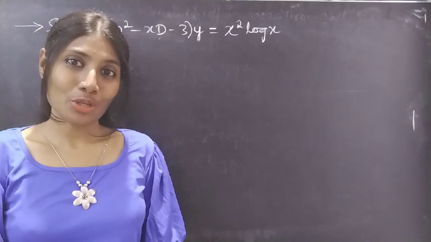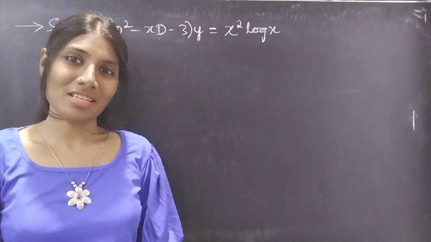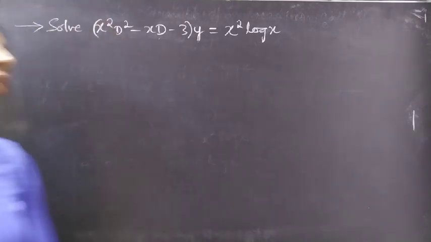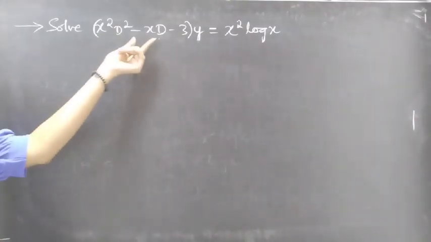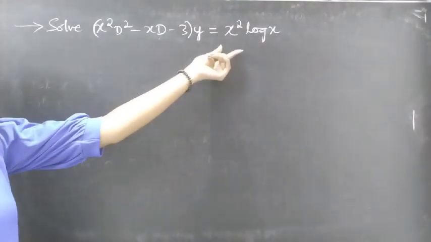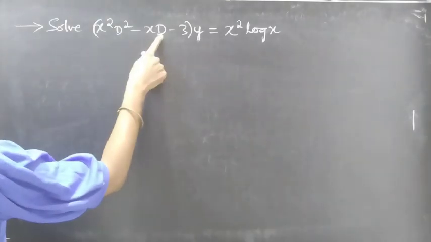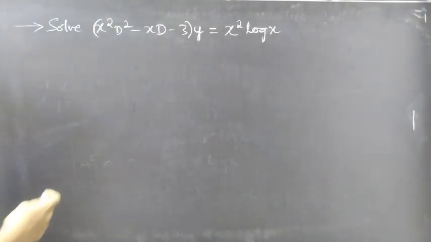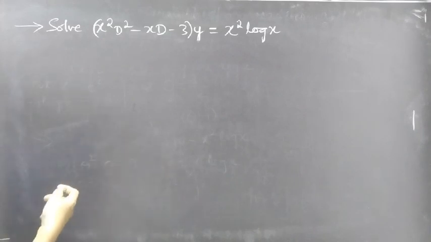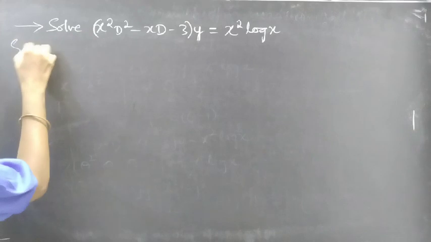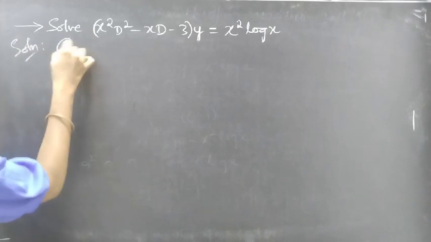In this video, we are going to solve a differential equation from higher order linear differential equations with variable coefficients. So let's get going. Problem: solve (x² D² − xD − 3) y = x² log x. Here we are given a differential equation with variable coefficients. Now we are going to reduce this to a differential equation with constant coefficients by making some substitution. And also, we are given a Cauchy's equation.